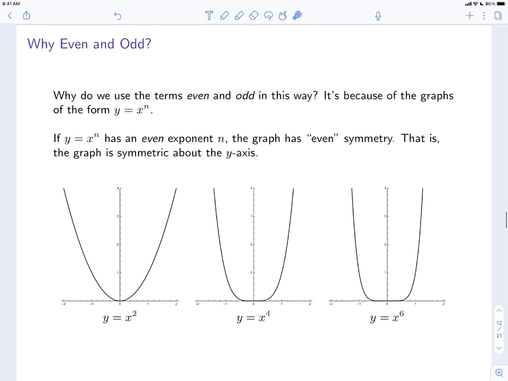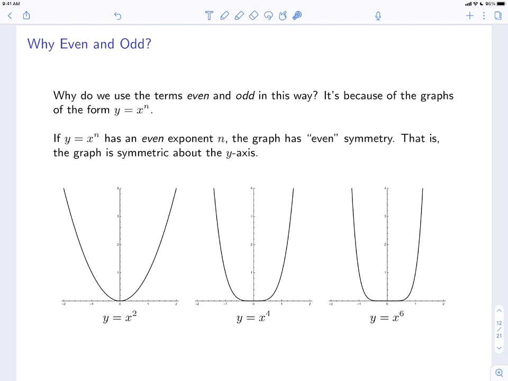So this presents a natural question. Why do we call them even and odd? It has to do with the type of curves that you see when you look at y equals x to the n. So if y equals x to the n has an even exponent, then the graph has even symmetry. That is, the graph is symmetric about the y-axis. So here you can see a few examples. y equals x squared, y equals x to the fourth, y equals x to the sixth. These graphs all have even symmetry. They're all symmetric about the y-axis.